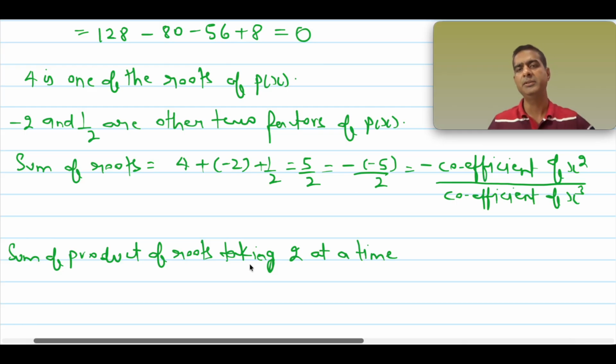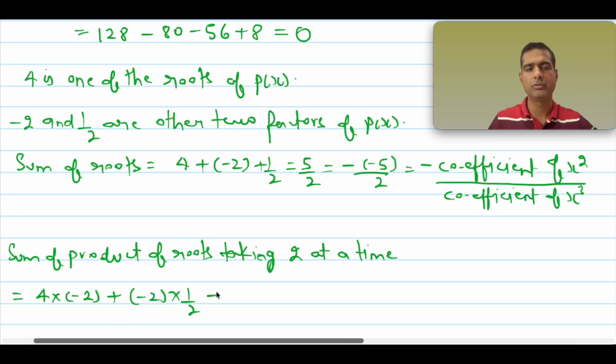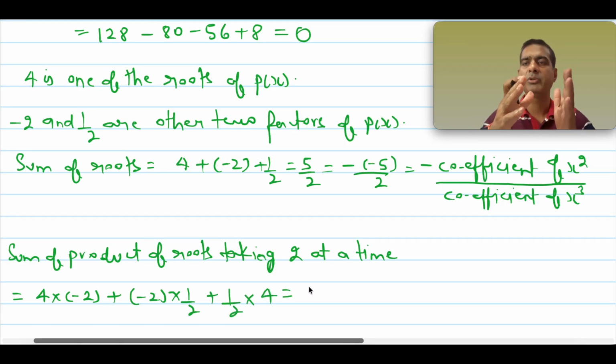Taking 2 at a time means alpha, beta and gamma are suppose 3 roots of this polynomial. So taking 2 at a time, alpha into beta, beta into gamma, gamma into alpha. So here the roots were 4, negative 2 and 1 by 2. So we can find out 4 times negative 2 plus negative 2 times 1 by 2 plus 1 by 2 times 4. So there are 3 things and we have to multiply them 2 at a time. So we can group 2 things out of 3 things in 3 ways.